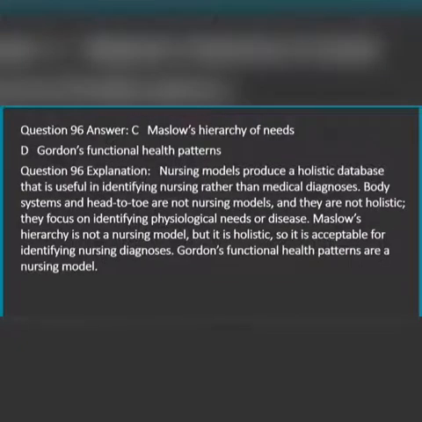Question 96 Answer. C. Maslow's hierarchy of needs. D. Gordon's functional health patterns. Question 96 Explanation. Nursing models produce a holistic database that is useful in identifying nursing rather than medical diagnoses. Body systems and head-to-toe are not nursing models, and they are not holistic. They focus on identifying physiological needs or disease. Maslow's hierarchy is not a nursing model, but it is holistic, so it is acceptable for identifying nursing diagnoses. Gordon's functional health patterns are a nursing model.